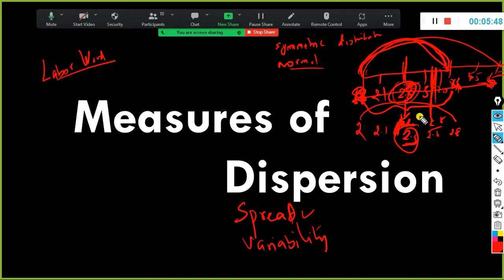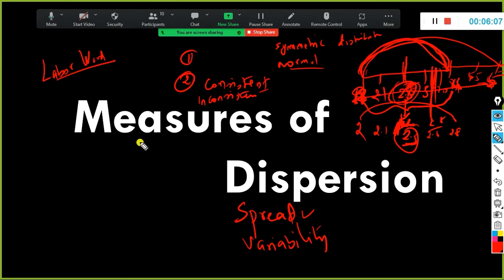That is one purpose for which we can use measures of dispersion. The second aspect of measures of dispersion or spread is that with it we can understand how consistent the data is, how consistent or inconsistent the given data is.